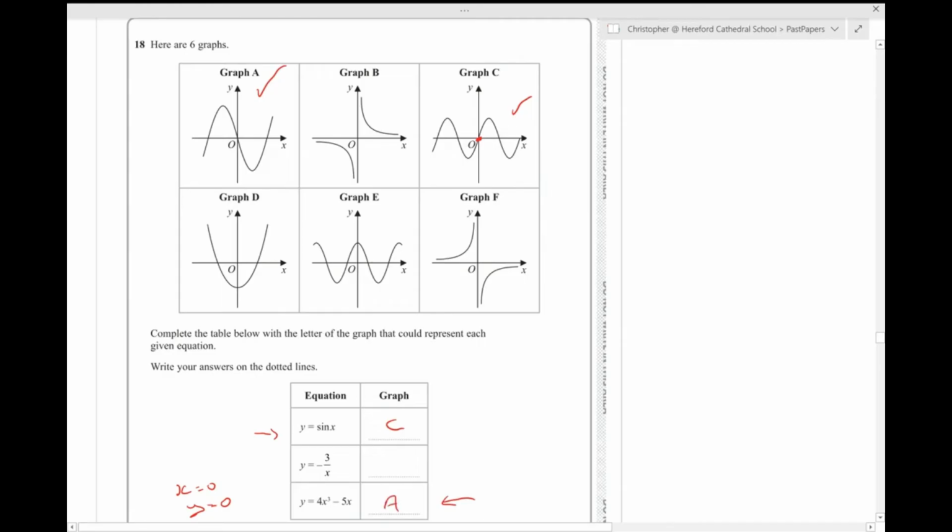Now, let's have a look at this one. I know that y equals 1 over x looks like graph B. That looks to me like y equals 1 over x. And so y equals minus 1 over x is going to be that one reflected in the x-axis. So the answer is F for that one. So my answer is C, F, A for number 18.